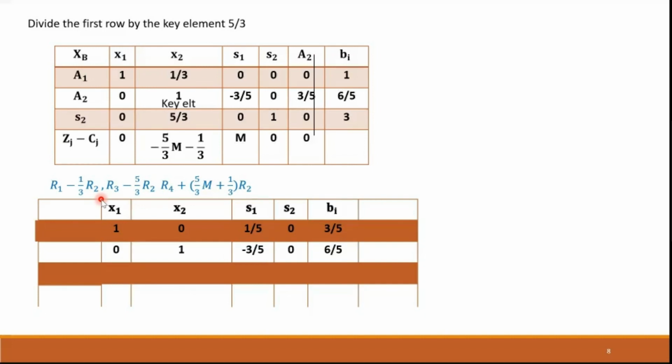Okay, in the third row, R3 minus 5 by 3 R2. So first 0, then 0, 1, 1, and 3 minus 5 by 3 into 6 by 5. I got the answer as 1. Just check that answer. Or for the last column, 0, 0. Let's check what this element is. M plus 5 by 3 M plus 1 by 3 into minus 3 by 5.